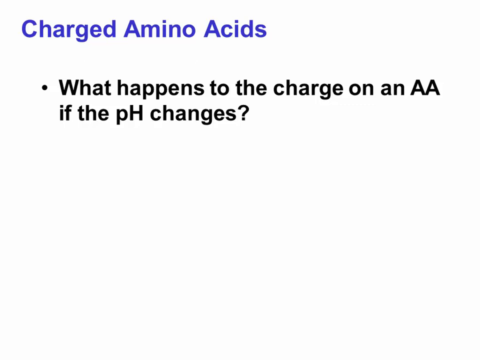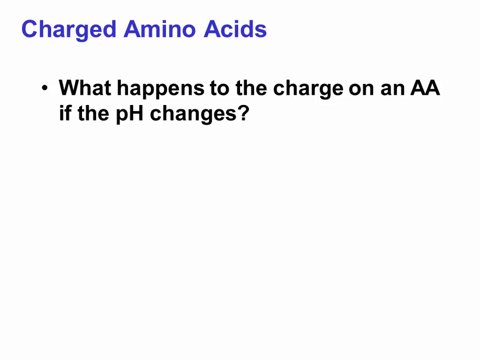So the next three slides are pretty much quick review. So let's just go over it pretty quick here. What happens to the charge on an amino acid if the pH changes? Let's be specific. What happens to the charge on an acidic amino acid, say if we decrease the pH? Or increase the pH. You can talk about either one of them, right?